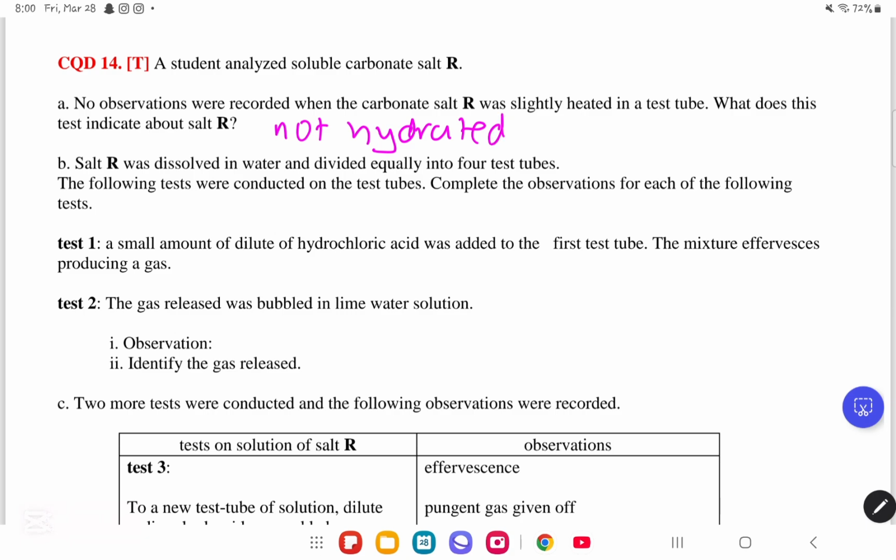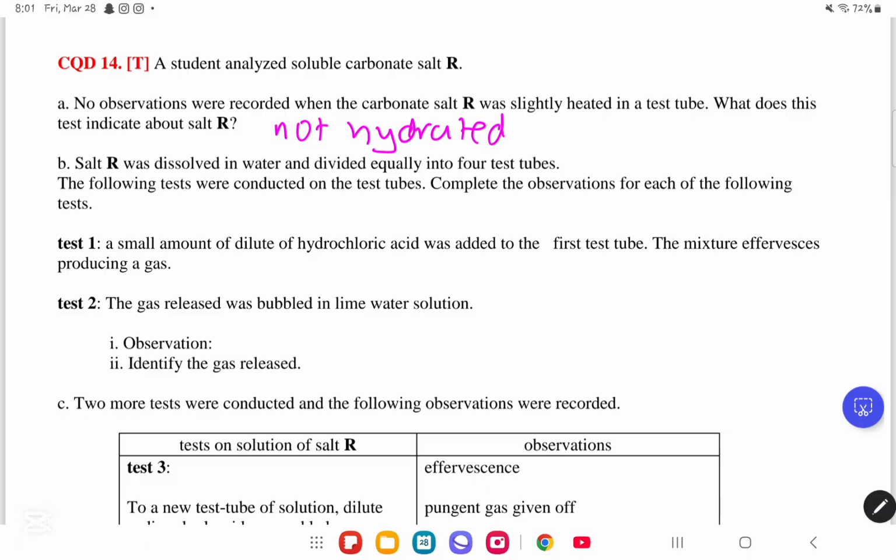Part B. Salt R was dissolved in water and divided equally into 4 test tubes. The following tests were conducted on the test tubes. Complete the observations for each of the following tests. First of all, test 1. A small amount of dilute hydrochloric acid was added to the first test tube. The mixture effervesces, producing a gas. This gas, we will need to figure out what it is.